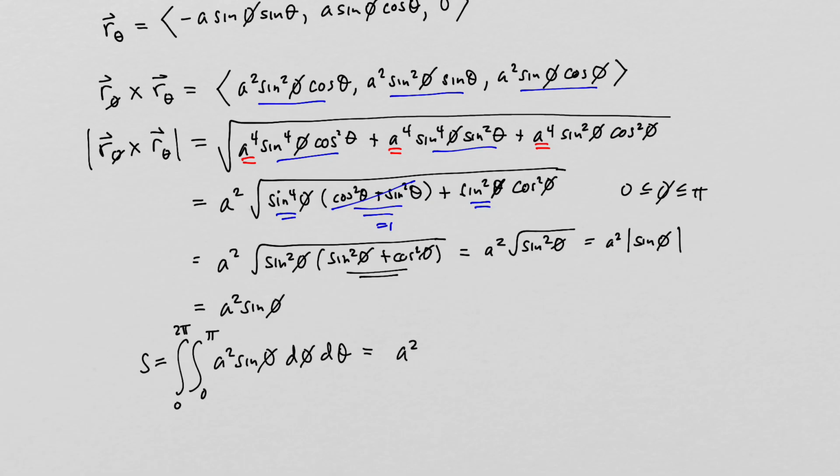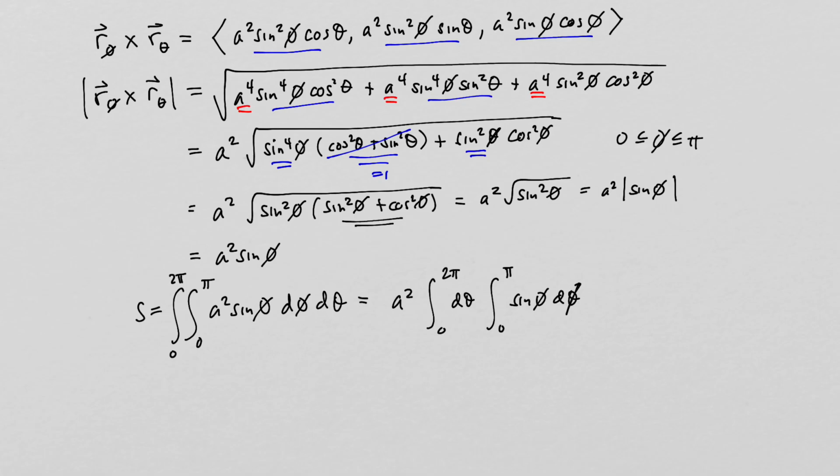And so the a squared we can pull out completely. We have the integral from 0 to 2 pi of d theta, and the integral from 0 to pi of sine of phi d phi. And this is going to be a squared times theta from 0 to 2 pi times negative cosine of phi from 0 to pi. And this is a squared times 2 pi times, and then over here, we've done this before, but if you plug in pi, you get negative 1. Negative 1 is 1. And then when you plug in 0, you get minus 1 again. And so that is 2. And so this ends up being 4 pi a squared.